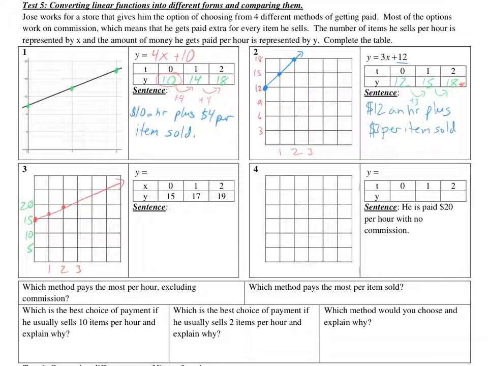Now, is my graph perfect? No. But I chose to go by 5s here and 1s here. But I have a basic graph right there. So we got the graph from there. What do you think's easier from here? To get the equation or the sentence?